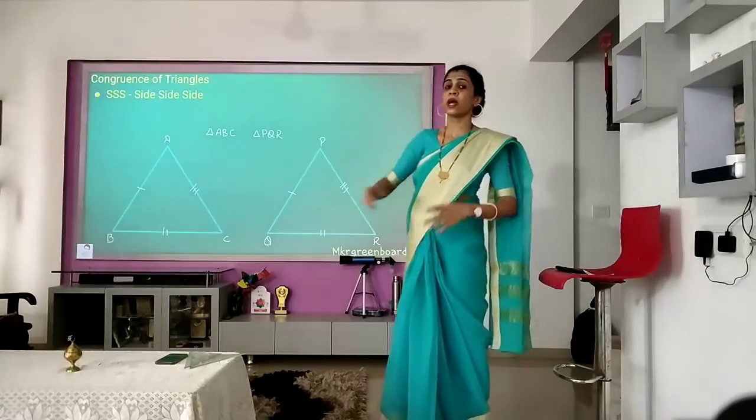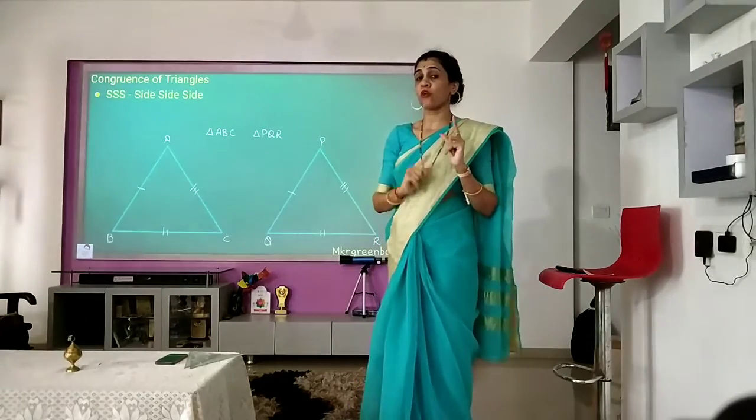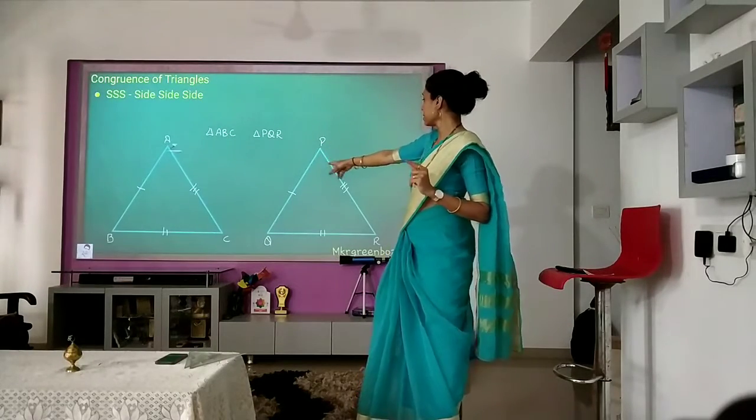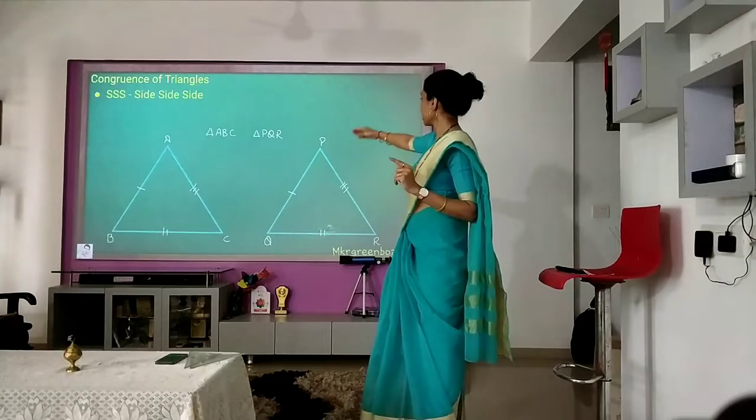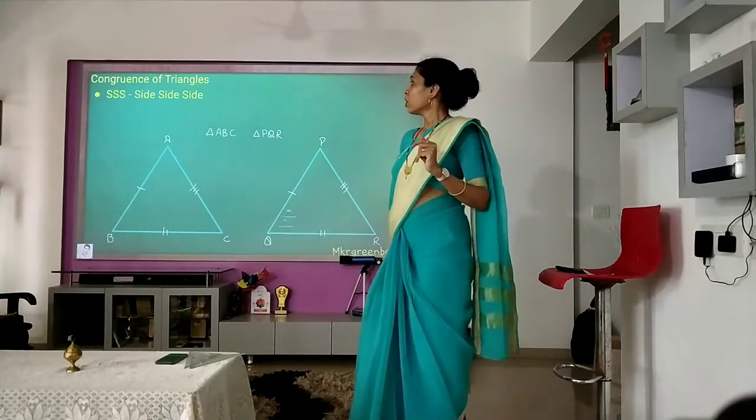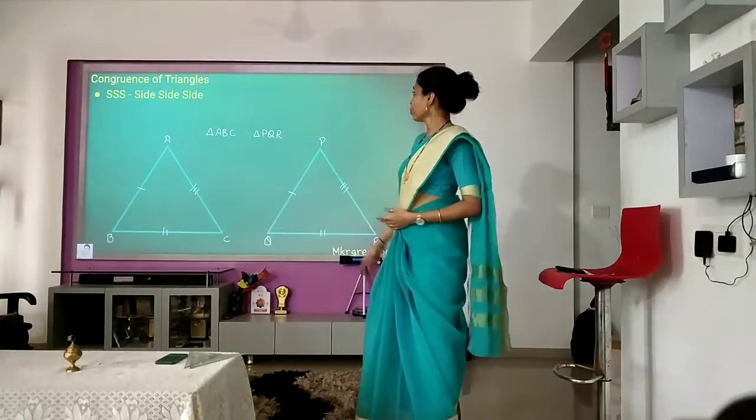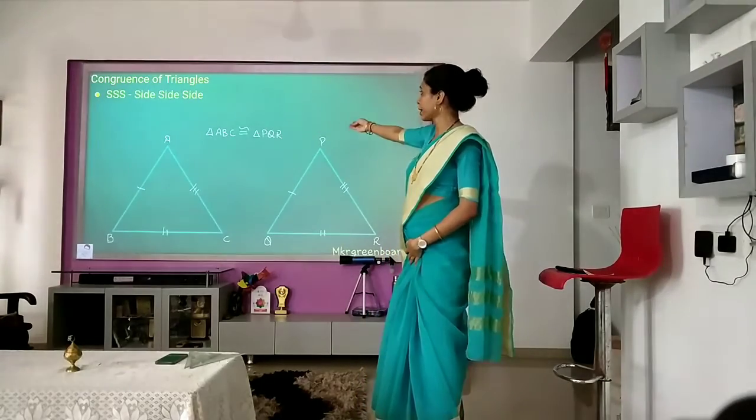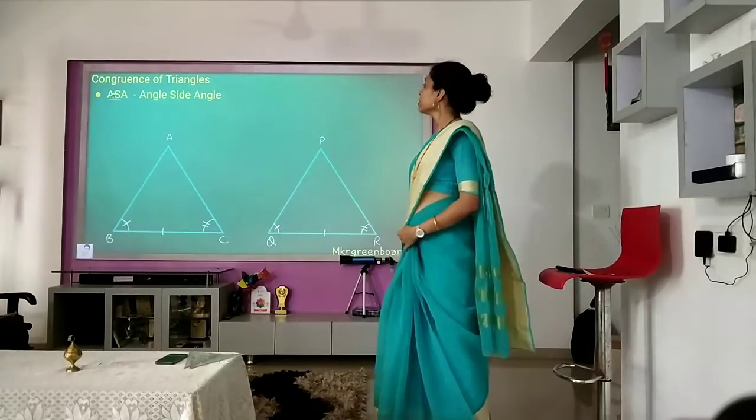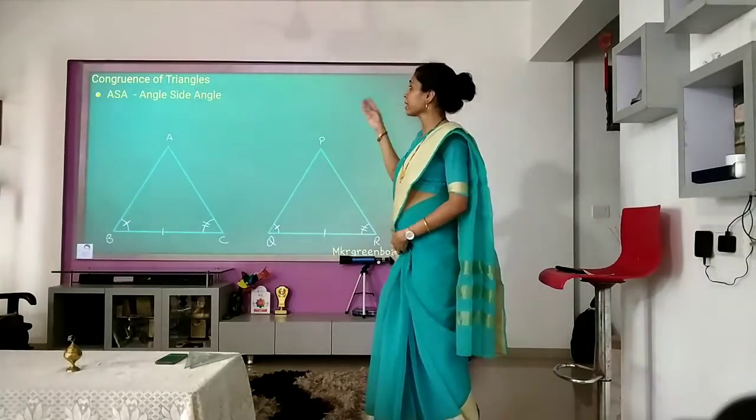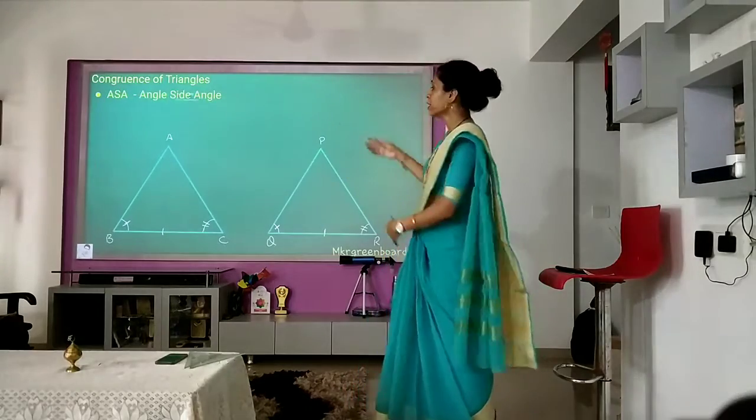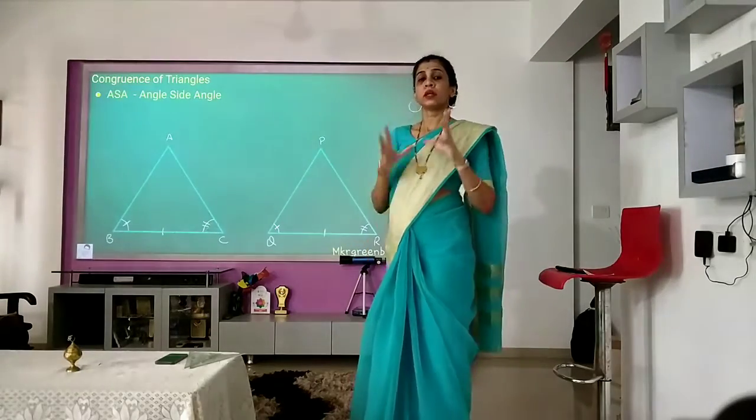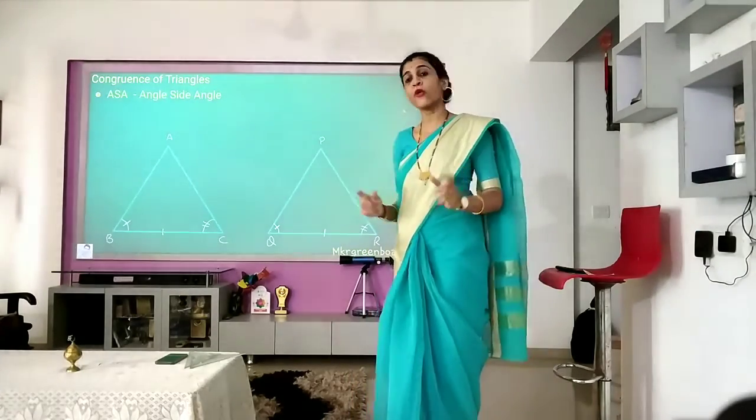Similarly, for SSS, we should have all three sides of the triangle the same. As you can see, AB is equal to PQ, BC is equal to QR, and AC is equal to PR. So these are the two congruency rules, and with this we can prove that triangle ABC is congruent to triangle PQR. Similarly, the third criterion is angle side angle. We can prove that if two angles with the included side are the same, the two triangles are congruent.